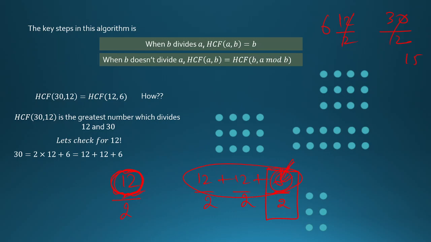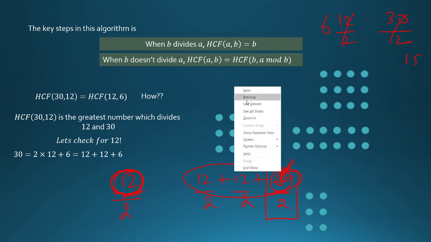And that's why we understand that if we have to find out the HCF of 12 and 30, that should be the HCF of 12 and 6, because if you can't divide that 6, you can't divide that 30, if that number is dividing 12 already, right? So that's the argument.